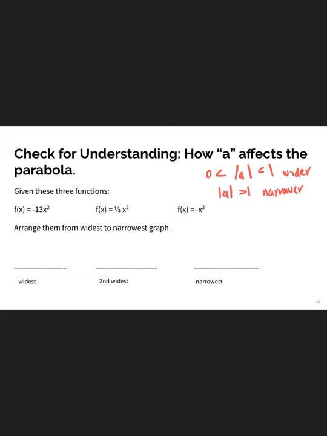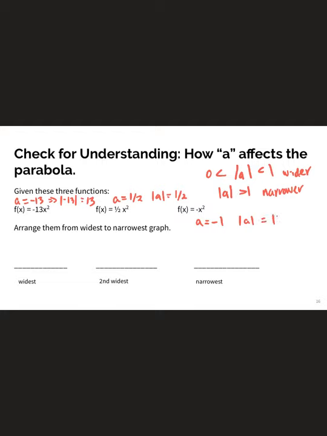So what I want to do is determine what my a is and then my absolute value of a for each function. For my first function, my a is negative 13. Therefore, my absolute value of negative 13 is going to be positive 13. For my second function, my a is 1/2, and so the absolute value of a is also 1/2. And finally, for my last function, f of x equals negative x squared, my a is negative 1, so my absolute value of negative 1 is going to be positive 1.